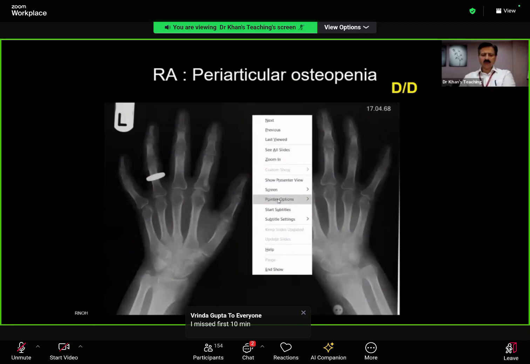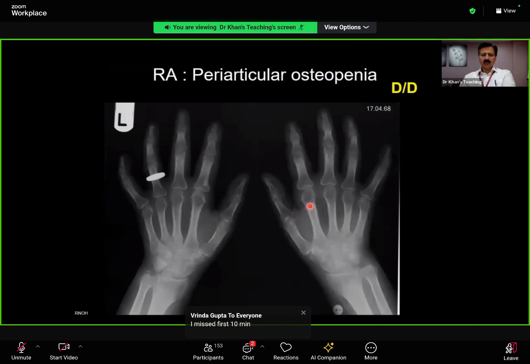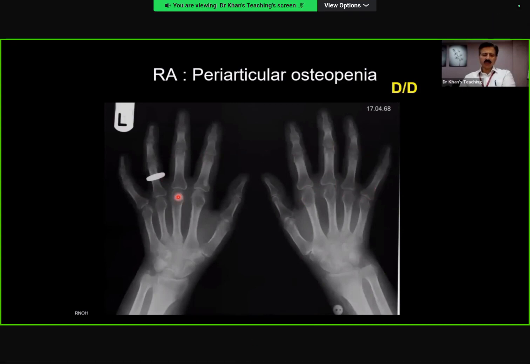Periarticular, what we call osteopenia, beautifully seen in this film. You can see a lot of it in multiple joints bilaterally.